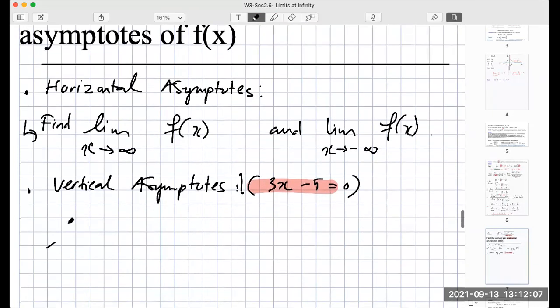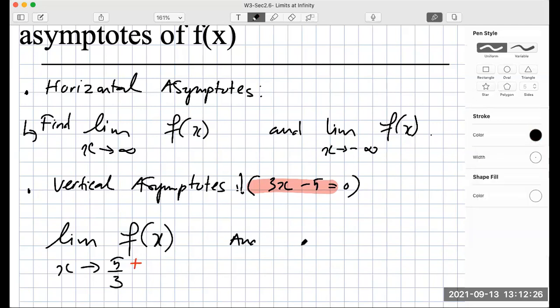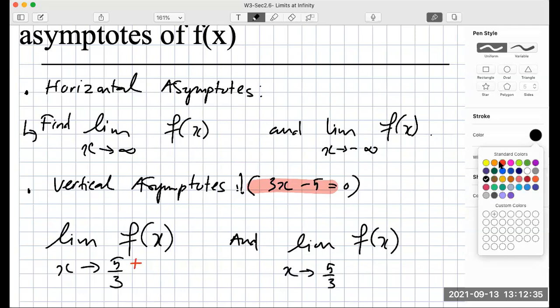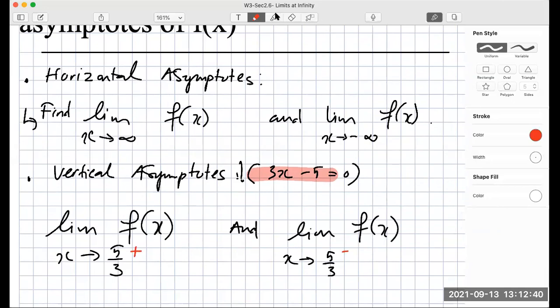Then it means that we need to compute the limit of this function as x approaches 5/3 from the right hand side, right? And we also need to find the limit of f of x as x approaches 5/3 from the left hand side. This is another way to understand the question. We need to do these things.